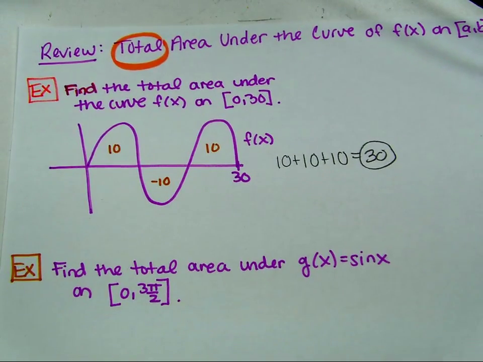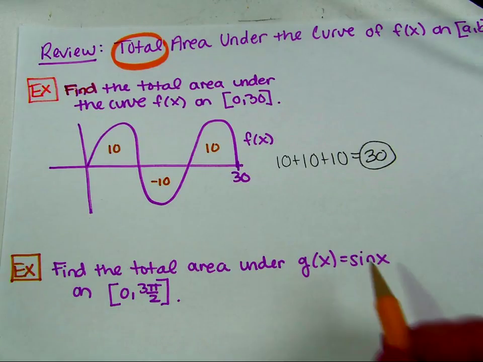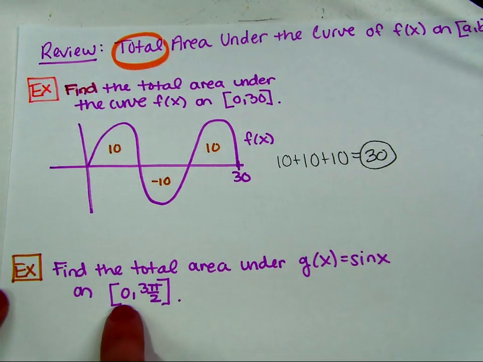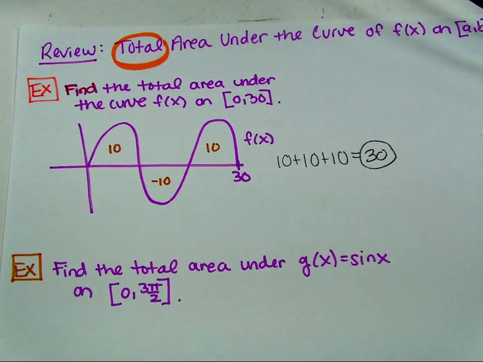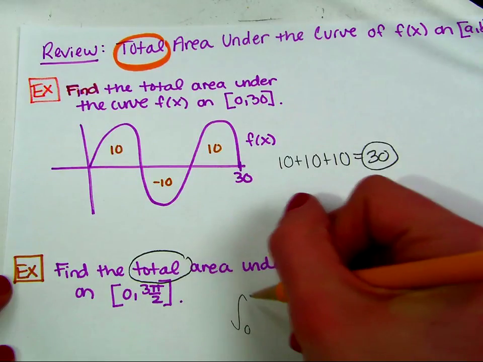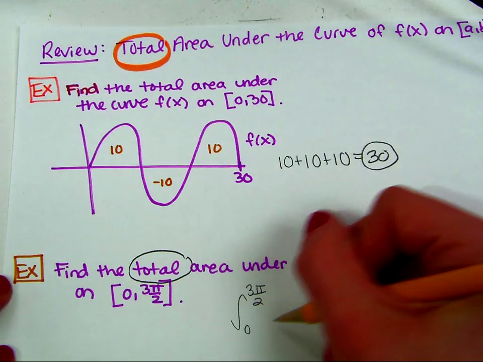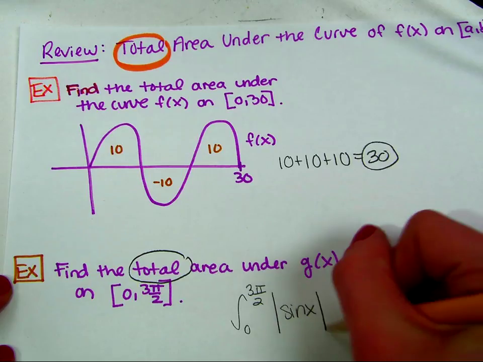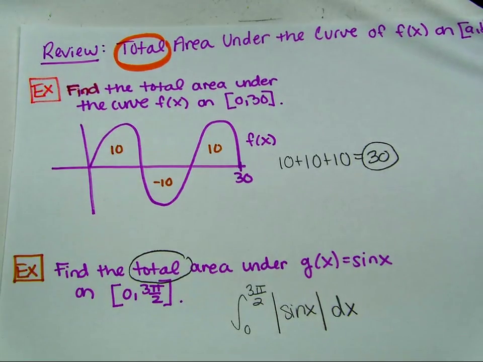You might have to do total area as well, just given a function. Find the total area under g of x from 0 to 3 pi over 2. When you see that word total, when you set up your integral, all you have to do is include absolute values. Absolute values, our function is sine of x dx, and that will make sure that you're counting all area as positive area, even if there is some negative area.